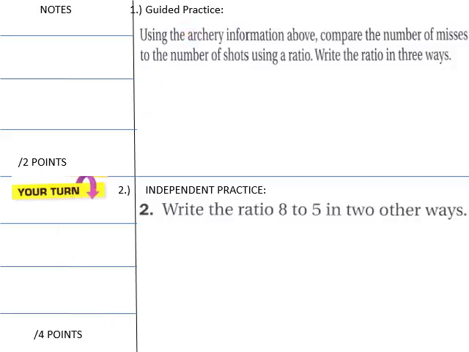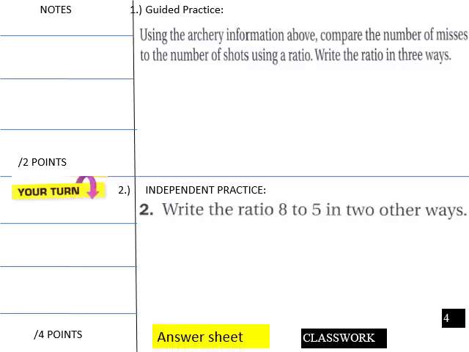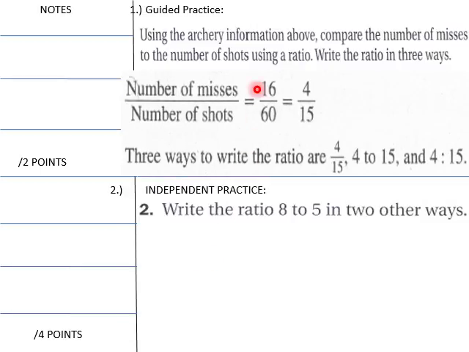Guided practice using the archery info above. Compare the number of misses to number of shots using a ratio. Write the ratio in 3 ways. So here is the number of misses to the number of shots, 4 over 15. Ways to write the ratio: 4 over 15, 4 to 15, or 4:15. So for every 15 shots, they're going to miss 4 times. That doesn't seem too bad. Then write the ratio 8 to 5 in 2 other ways. That's easy, class. Easy.